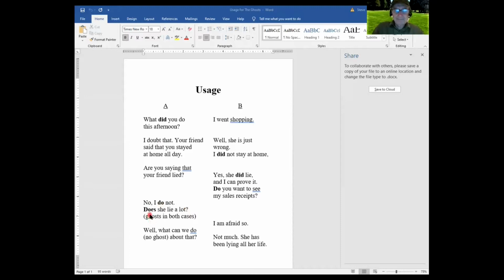Now, then we go on. And since I'm asking a question, I have to use the ghost. Does she lie a lot? And Frank says, I'm afraid so. And then I say, then what can we do? This is not a ghost. This is the real verb. What can we do about that? And you say, Not much. She's been lying all her life. Okay. All right, thank you.